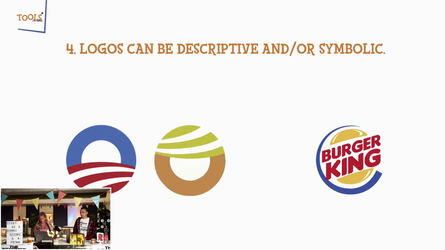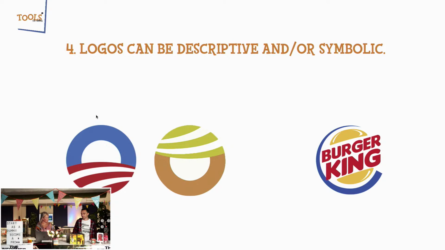Then the last one: logos can be descriptive and/or symbolic. This is a really symbolic logo. When Obama was running for president, this was his campaign logo. You can see the colors of the American flag. You can see a sunrise, and it symbolizes hope. And then this is a little joke: when Trump was running for president, a journalist turned the logo of Obama, and you can see Trump's hair now, which is pretty funny. So this is really a symbolic logo.